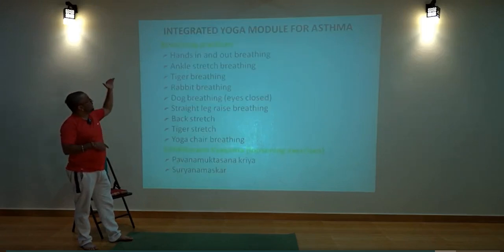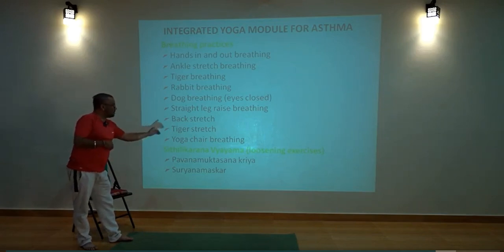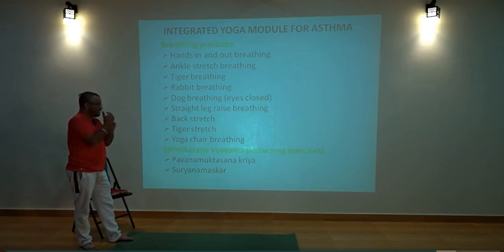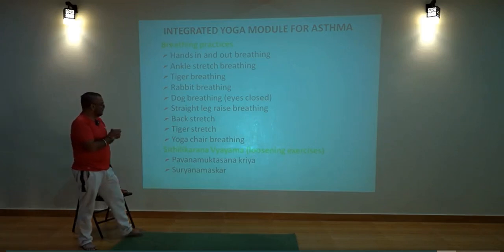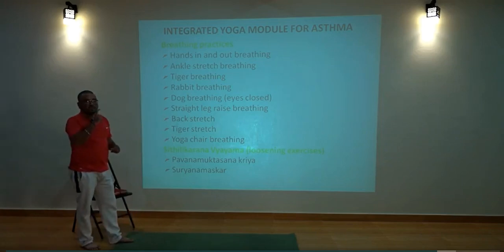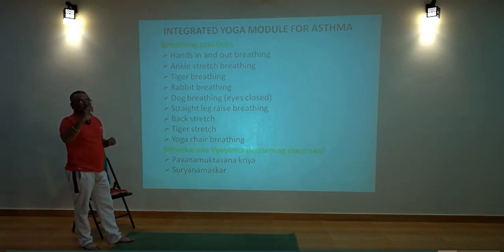So this is the integrated yoga module, starting with some breathing practices first, then some loosening exercises, right? First breathing concentration, slowly and slowly come to the joint release exercises, then come to the Surya Namaskara to stretch the muscles. First release the pressure from the joints, then release the stretch and get out the muscle contraction, muscle tightness away from the body. Come to the next slide now.